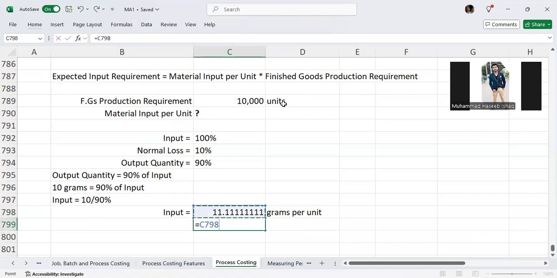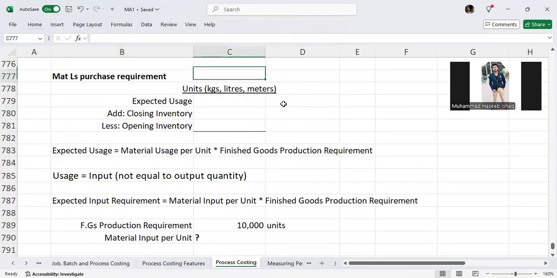So we can just multiply this by 10%. So this will be the normal loss. We can just deduct this normal loss and we will come to the answer of 10. This is the output quantity. 1.11 is the normal loss, and the input quantity would be 11.11 per unit.